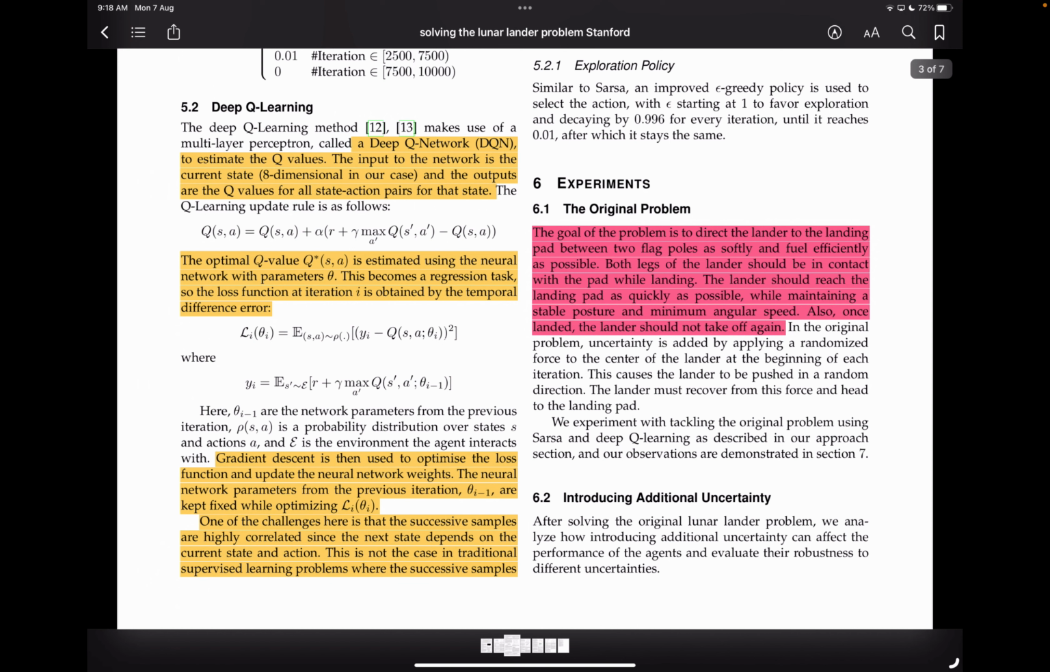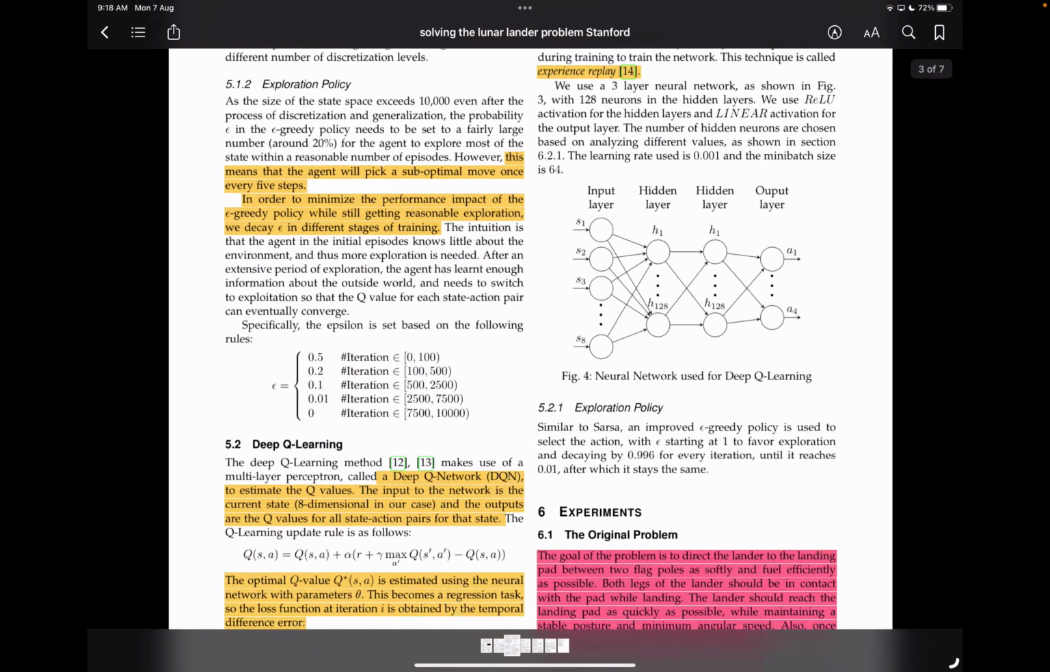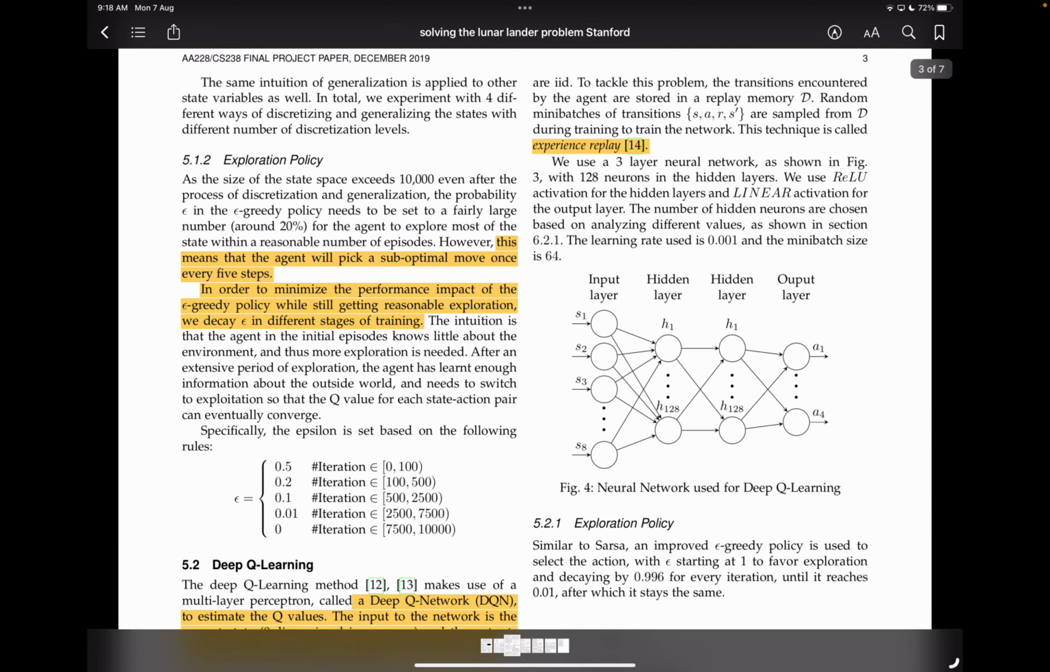But it's not done yet. We still have some problems here. The most important problem is that successive samples are highly correlated. Since the next state depends on the current state and current action, this is not a traditional supervised learning problem where the successive samples are IID, right?